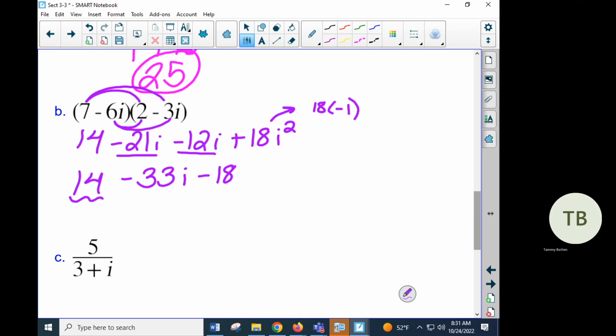The only thing we have left now is to combine those two. 14 minus 18 is negative 4. And then we have minus 33i. And another thing I should say too, when you have a real part and an imaginary part, you should put the real part first.